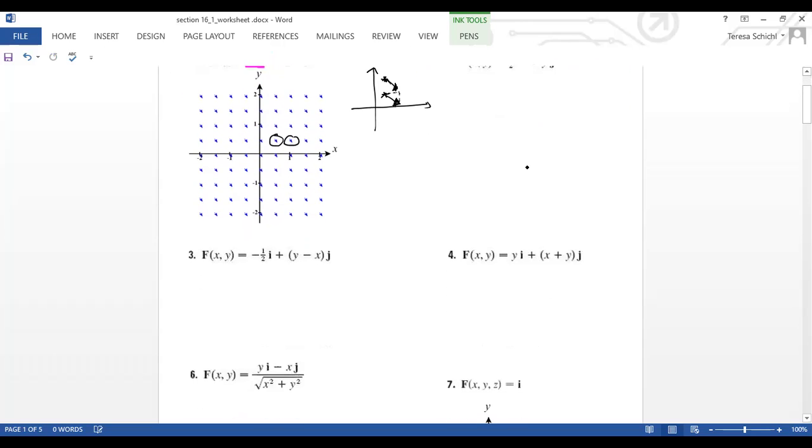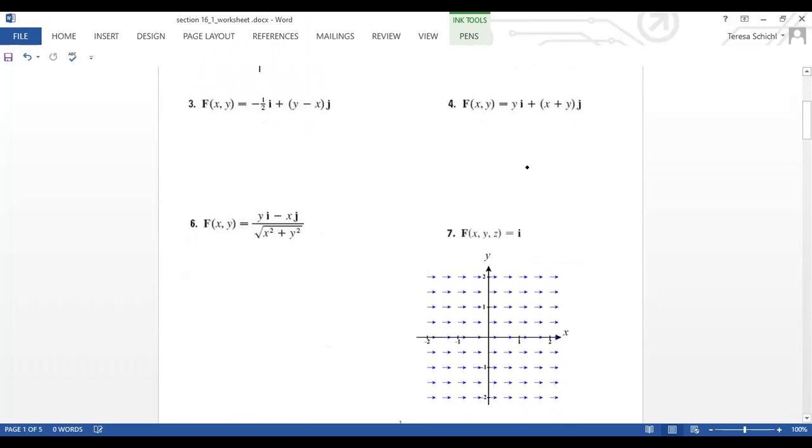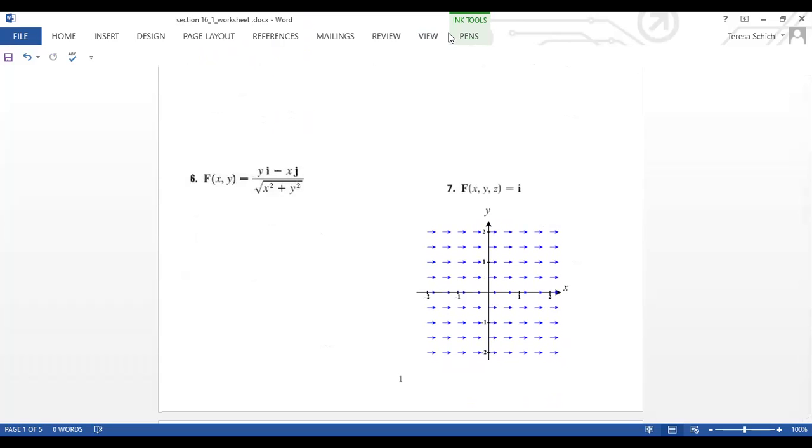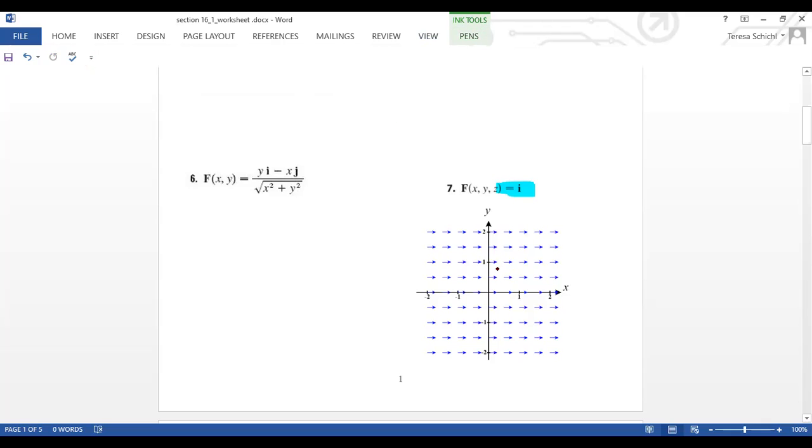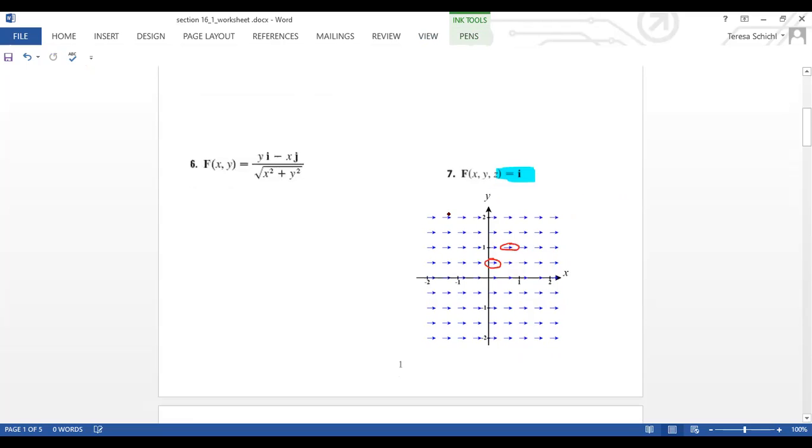Now the next one I want to take a look at is problem number 7. For this vector field, I only have i, and it's 1. So when you plot it, this is what you have, because that means it's all parallel to the x-axis and they all have the same length, equal to 1, in the same direction, because they don't have the y and z, or the j and k components here. This is what I want to show you.